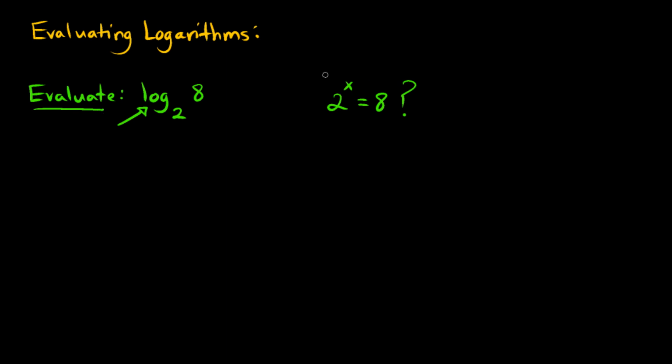It's asking you to find out what the exponent of 2 would be that would end up giving you 8. And because 2 to the third equals 8, that's what the evaluation of the problem is. So log base 2 of 8 is 3, because 2 cubed is 8. 2 raised to the third power is 8. Let's do another one.